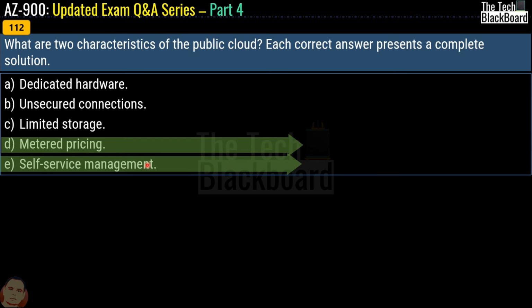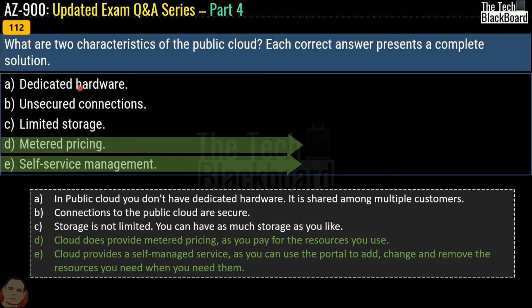Now let me give you the reasoning behind each of the options. Dedicated hardware is a wrong option because in public cloud you don't have dedicated hardware. It is actually shared among multiple customers.